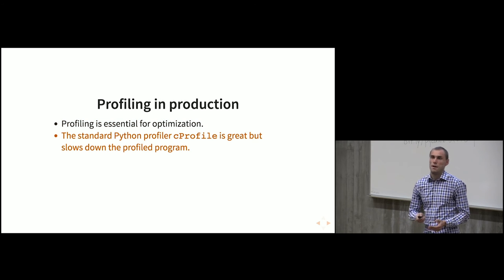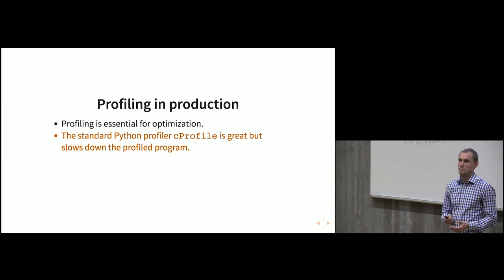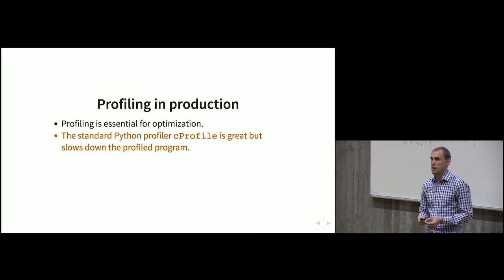Python has a great profiler called cProfile, with very detailed output and configurable everything, but it has a noticeable overhead because it tracks every single function call that you make in your program. Our back of the envelope estimates are about a 20% slowdown if you're running a program under cProfile.